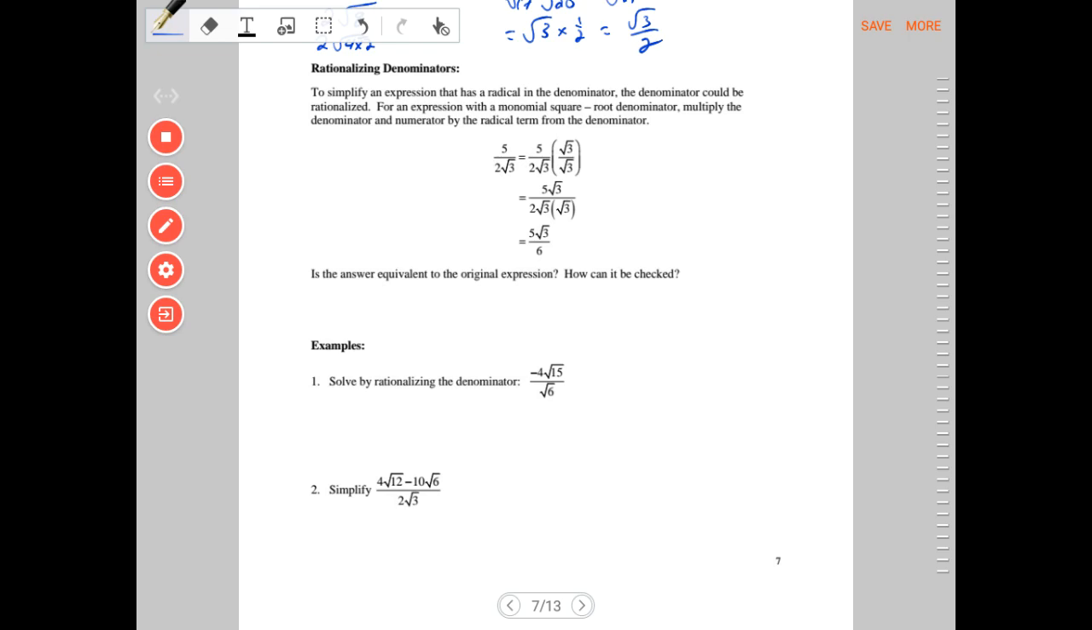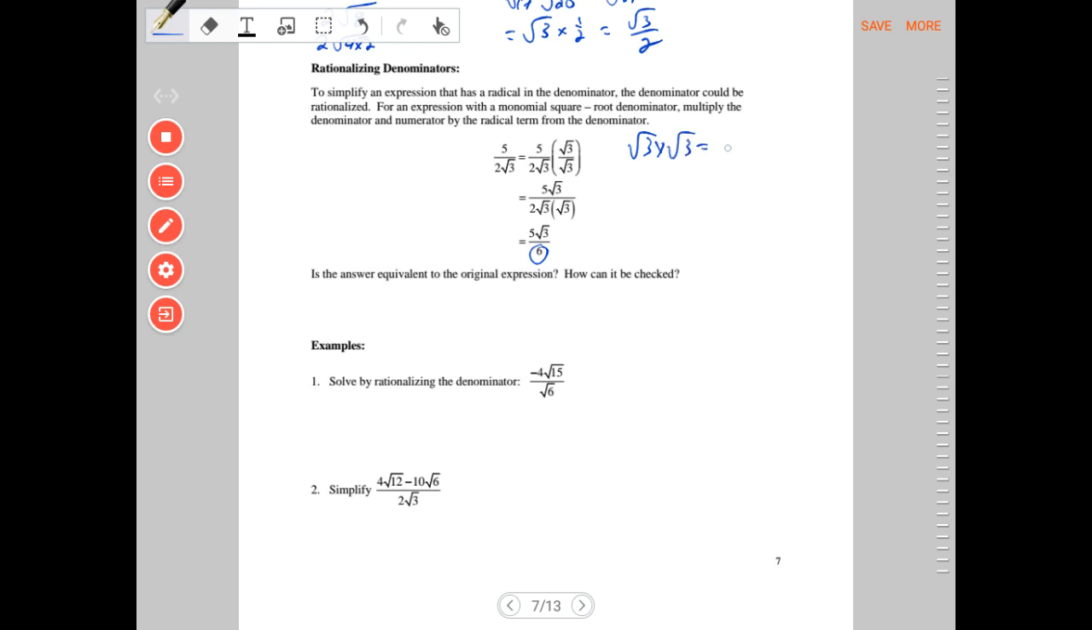Okay, so here's our example. 5 over 2 root 3. Notice that I have root 3 in the denominator. Okay, so I'm going to get rid of it because it doesn't go into the 5 because there's no root on top. So we multiply both the top and the bottom by the root 3. So top times top, bottom times bottom. Root 3 times itself is just 3, so 3 times 2, that's where the 6 on the bottom is coming from.